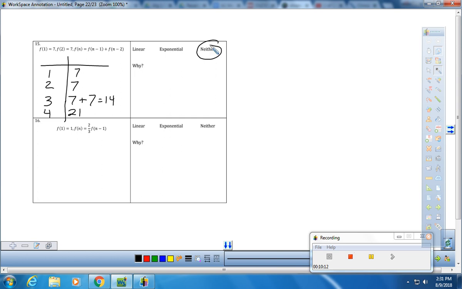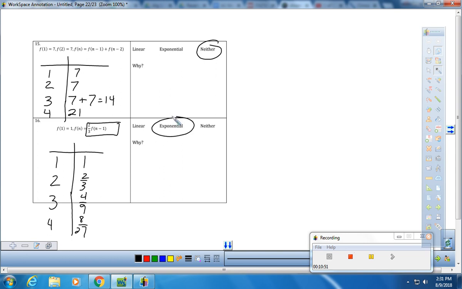Okay, notice this one, it's 2/3 times the previous term. It starts at 1. To find your next term, take the previous term and multiply it by 2/3. So this will be 4/9 and 8/27, and this is exponential. That's the definition of exponential written in recursive form.